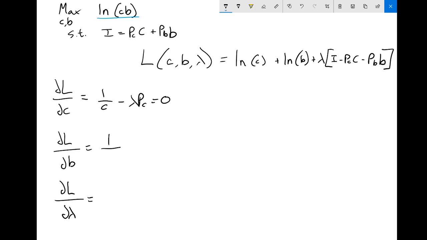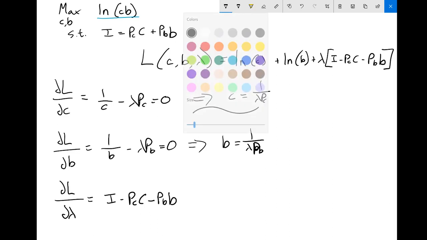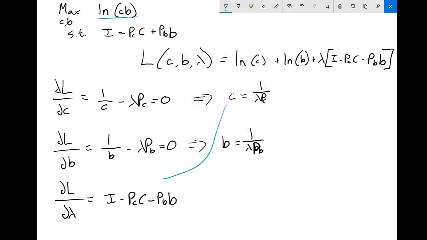Set it equal to 0, right? Because we're setting up the first order condition. Okay, so we solve the first order conditions, right? PC, B is 1 over lambda, CPB. Plug these in, if you remember from last lecture, plug those in.